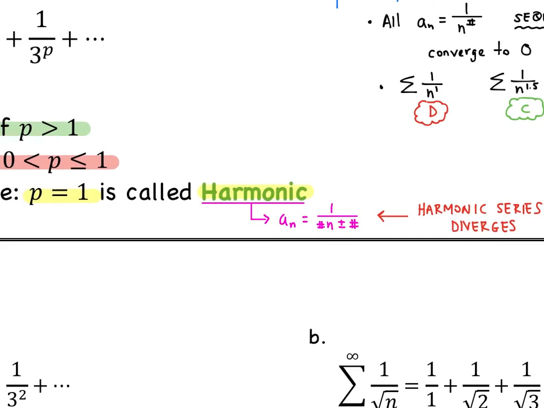So a harmonic sequence, that portion, is going to look like this: 1 over some number in front of n, plus or minus some number. So for instance, it could look like this, 1 over 2n plus 3. That would be a harmonic series, okay? We could call it a harmonic p series, and it would still diverge.